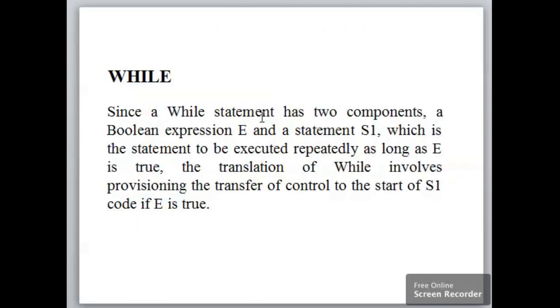A while statement has two components: a boolean expression E, and a statement S1, which is to be executed repeatedly as long as E is true. The translation of the while involves provisioning the transfer of control to the start of the S1 code if E is true. So we are going to have the control go to the start of S1 whenever the condition E is true. What is E? It's a boolean expression. What is S1? The statement.